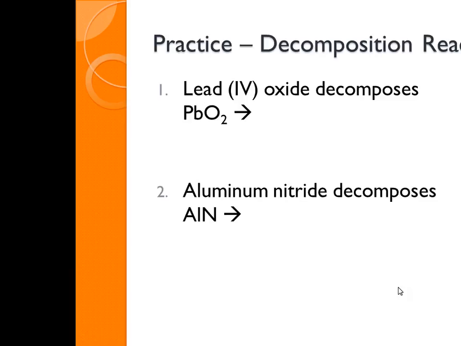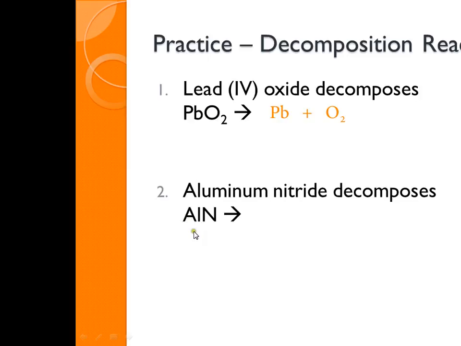Lead 4 oxide decomposes. So here's our lead oxide, Pb and O2. And we know we want to break it down into a single Pb and O2. Our O2 is still an O2, so the last part of solving our problems is to ask if this is balanced. Is this balanced? We have one lead atom and we have 2 oxygen atoms, so yes, it's balanced.